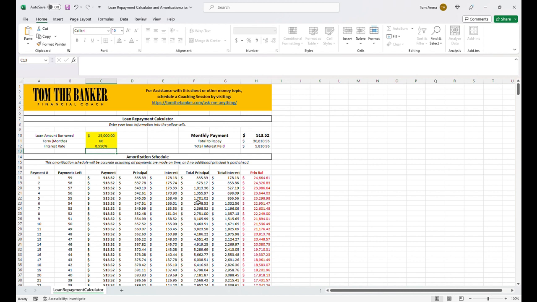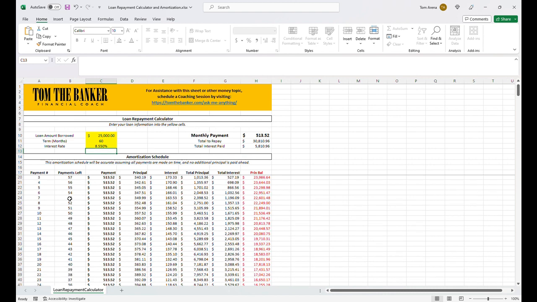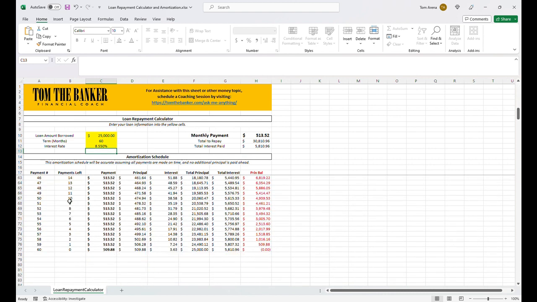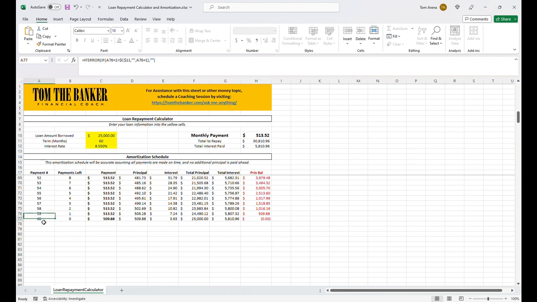And then these other two columns are the total amount of principal that you've paid to date and the total amount of interest that you've paid to date, and that's a running balance. And again, I've already talked about the remaining principal balance on the left-hand side. So this will go all the way down through the full 60 payments, and the last payment looks like it's going to be a little less than the $513.52, but then that will zero it all out and you'll be good to go.